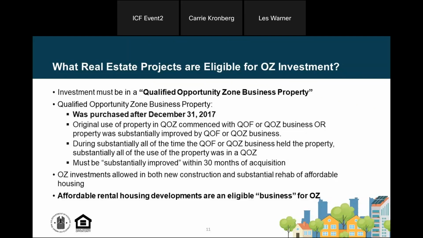Also, during substantially all of the time the qualified opportunity funds or business are holding that property, substantially all of the property was in the qualified opportunity zone. So new construction, improvements or rehabilitation qualify with tangible property improvements, and that includes affordable rental housing, which qualifies as a business for the Opportunity Zone program.